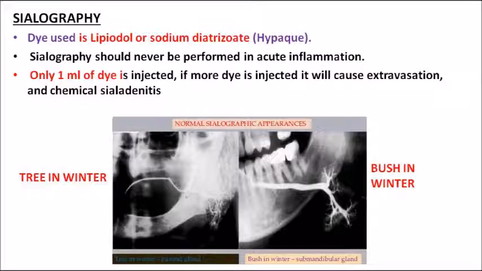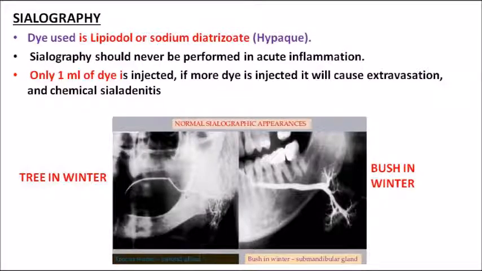So what is the normal appearance? In a normal condition, what is the appearance of the different major salivary glands? In case of parotid gland, we see a tree in winter appearance. So the salivary gland is not having any diseases or any obstructions. In that case, if you inject 1 ml of the lipiodol contrast dye into the duct of the parotid gland, you will see a tree in winter appearance.